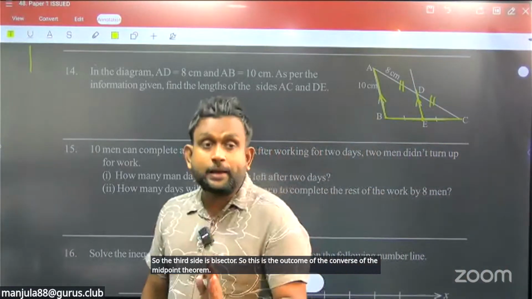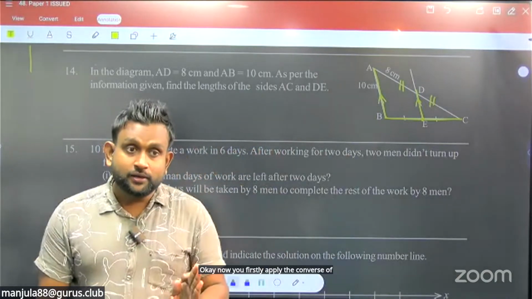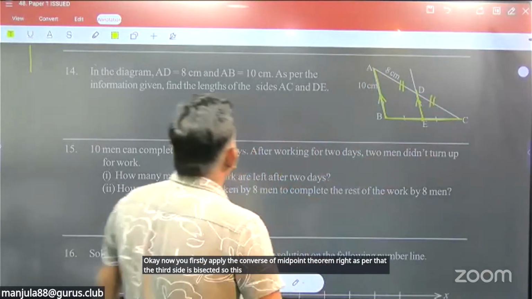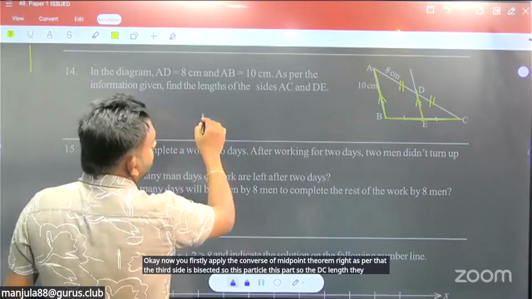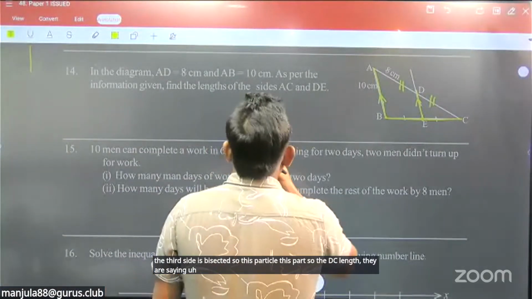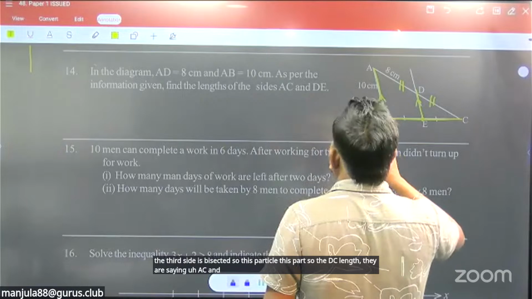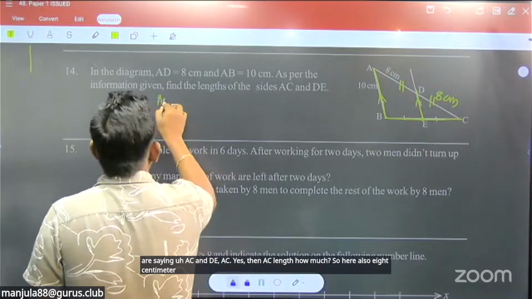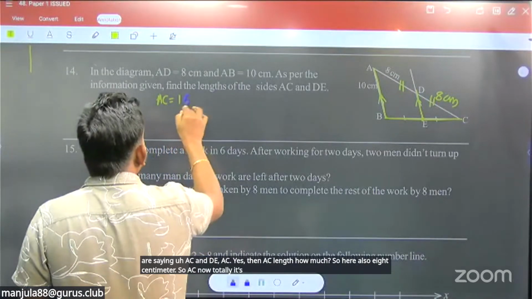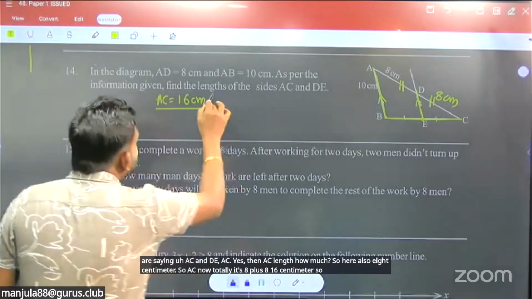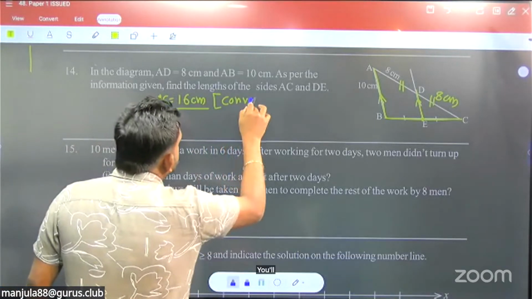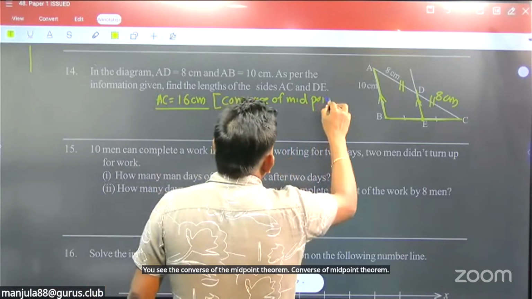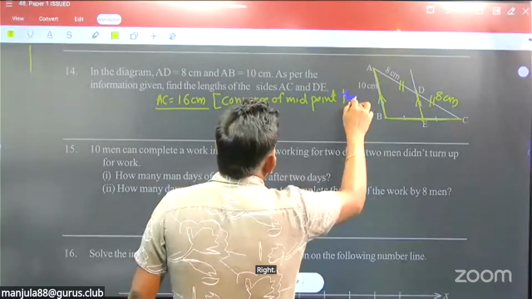So this is the outcome of the converse of the midpoint theorem. Now you firstly apply the converse of the midpoint theorem. As per that, the third side is bisected, so this part equals this part. The DC length they are asking, AC and DE. Then how much is the AC length? So here also 8 centimeters. So AC totally is 8 plus 8, 16 centimeters. So you got this length using the converse of the midpoint theorem. Remember that.